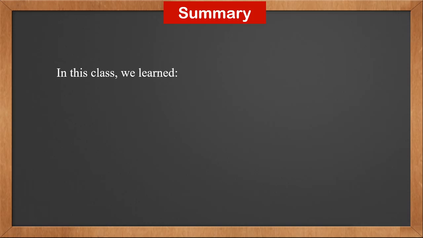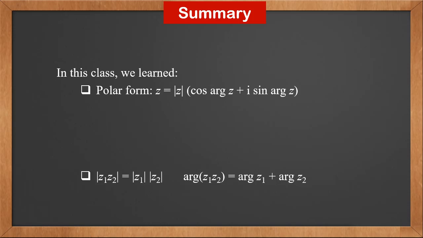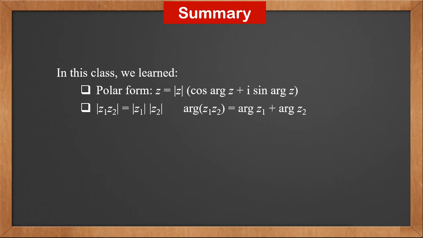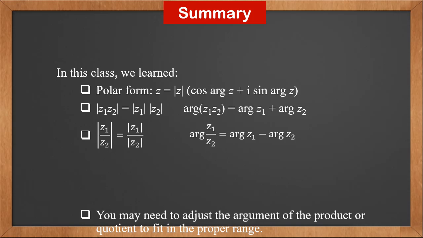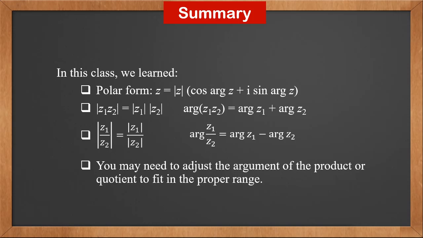In this class, we learned polar form of a complex number is z's modulus times cosine arg z plus i sine arg z. When we multiply two complex numbers, we multiply their moduli and add their arguments. When we divide two complex numbers, we divide their moduli and subtract their arguments. You may need to adjust the argument of the product or quotient to fit in the proper range.